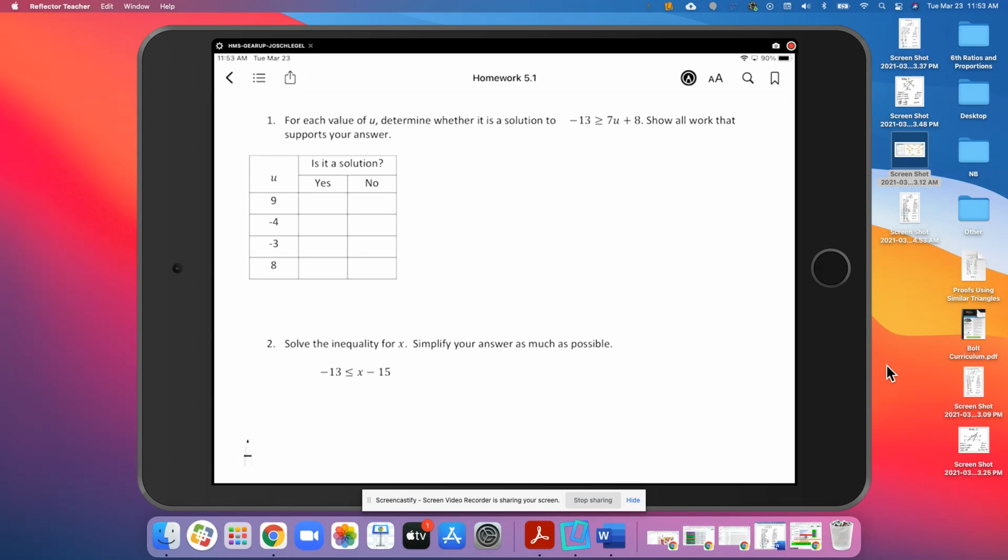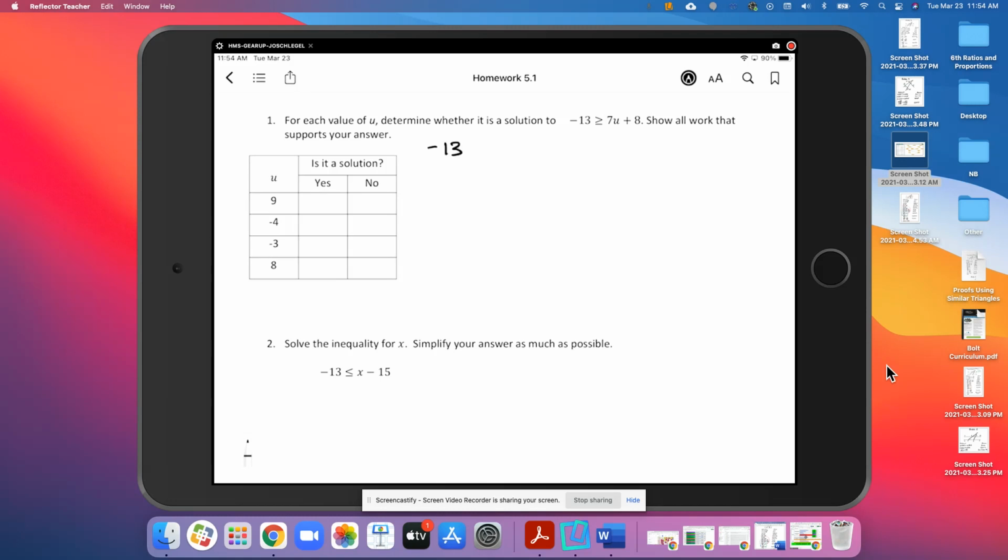So what I have here first is I'm supposed to test each one of these values to see if they are a solution to that inequality. There's a couple ways that I could choose to do this. I could substitute those values into that equation one at a time and continually test to see if it is a solution. What I'm going to choose to do instead is solve for u, and then you'll see how that helps me do this quite a bit quicker than just plugging numbers in repeatedly. So I'm going to go ahead and solve this.